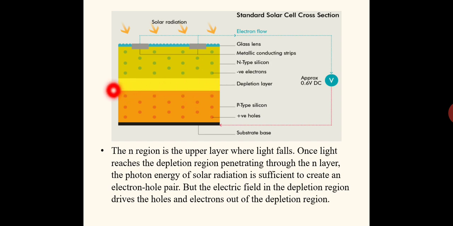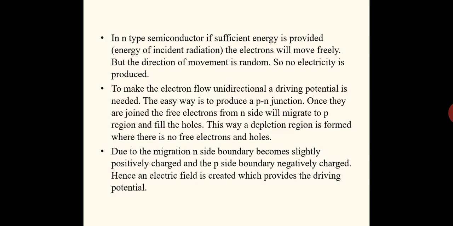So a potential difference is created within this depletion region. That is what is required for the unidirectional flow of the electron. If a load is connected, the electrons will move along this load to the hole region. This way we can assure a unidirectional flow. That is the working principle of the solar cell.